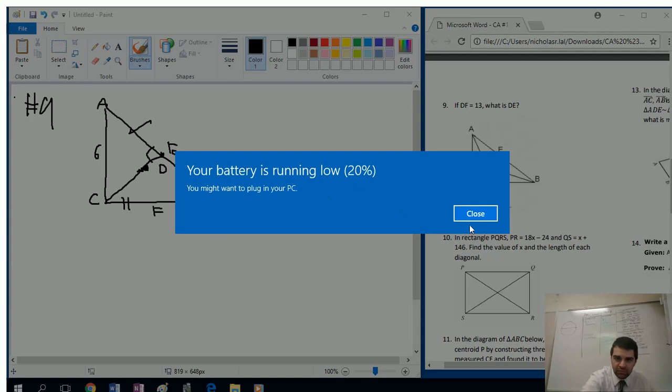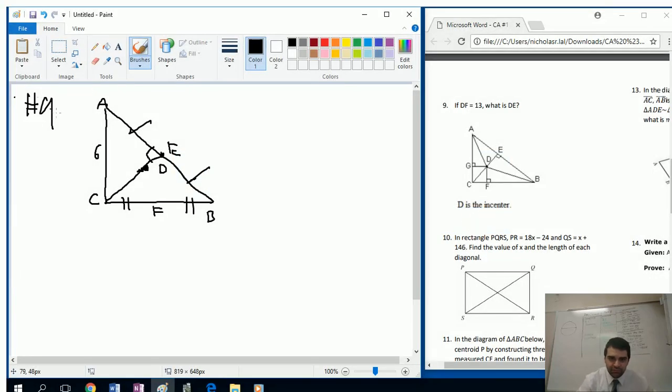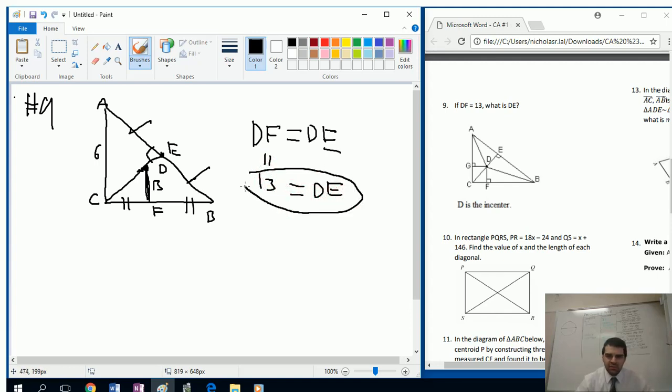to D, sorry, my battery's running low, is going to be equal to 13. Not 3, 13. It's given right there. We need to find DE. So DF is equal to DE, and DF is equal to 13. So DE is equal to 13.